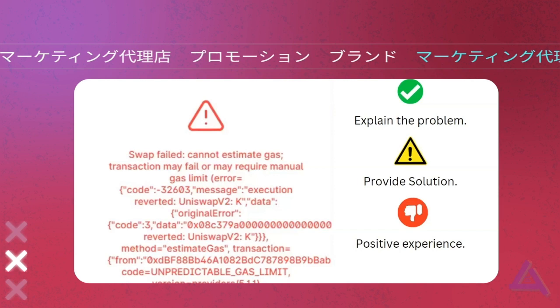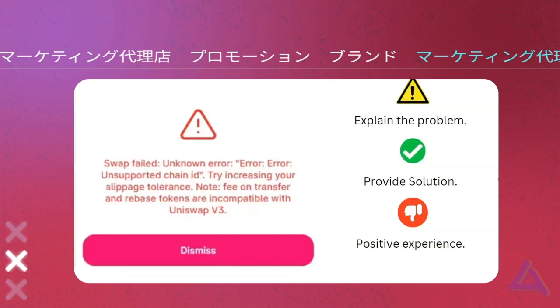And the objective of UX, like I said, is not making the user happy, but providing a positive experience. So another example of this is 'swap failed, unknown error, unsupported chain,' and then you have the solution, right? So now they are providing the solution.